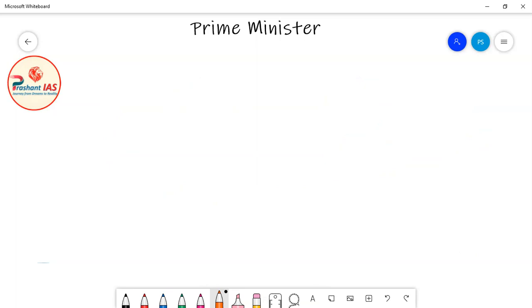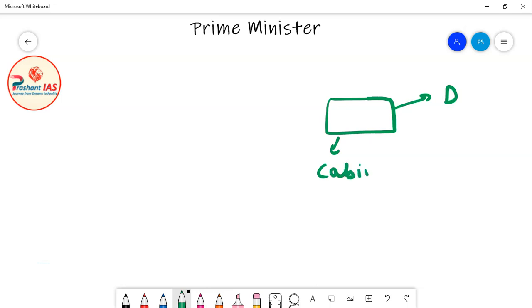Now friends, let's move further. I have told you that the cabinet of the country takes all the decisions for the country. So let's suppose that this is cabinet, and these green dots are the members of cabinet. And this big red dot is the Prime Minister of India.